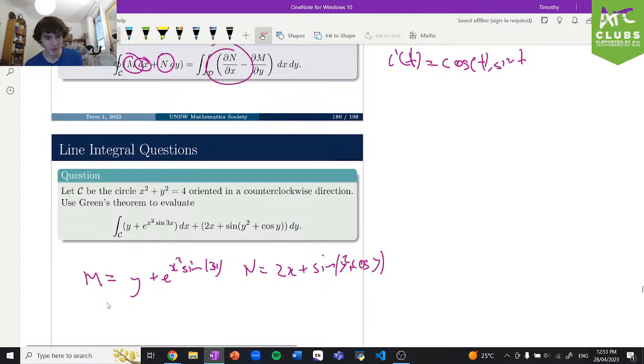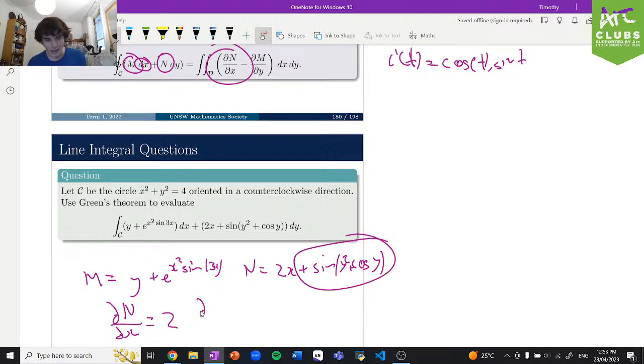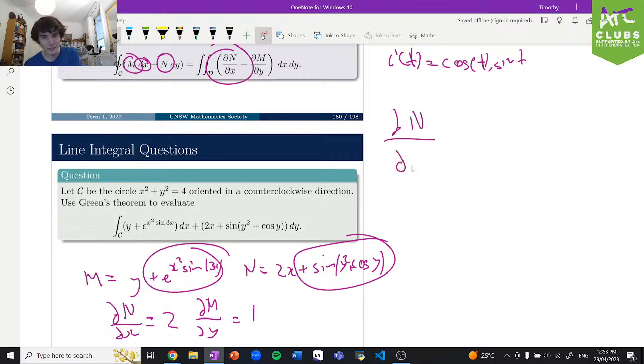So first of all, our partial derivative of n with respect to x, well, you see, this is all in terms of y, so our partial derivative is just 2. And similarly, our partial derivative of m with respect to y, this is all in terms of x, so that's just 1. So when we do our del n del x minus del m del y, we end up with 2 minus 1, which is just 1.